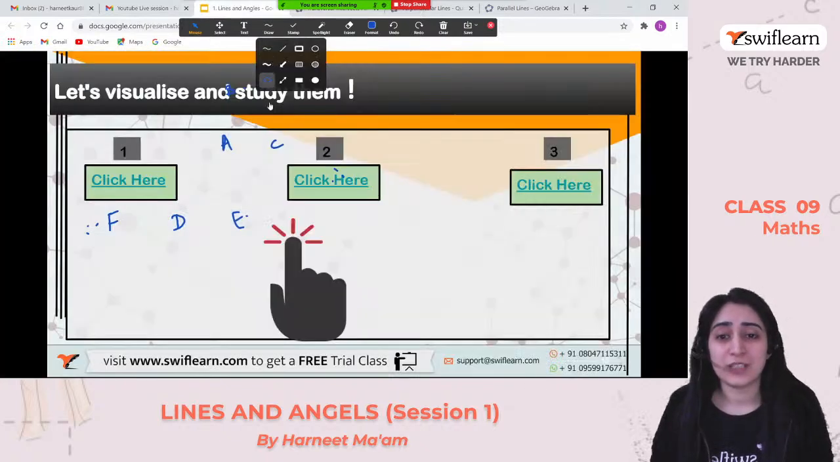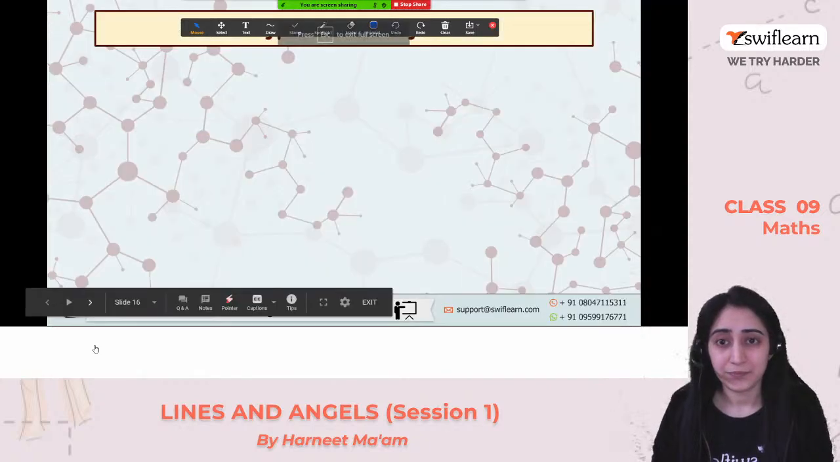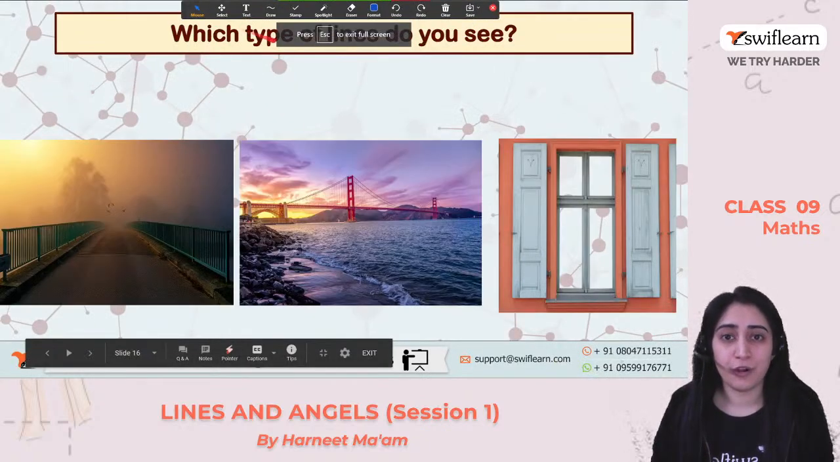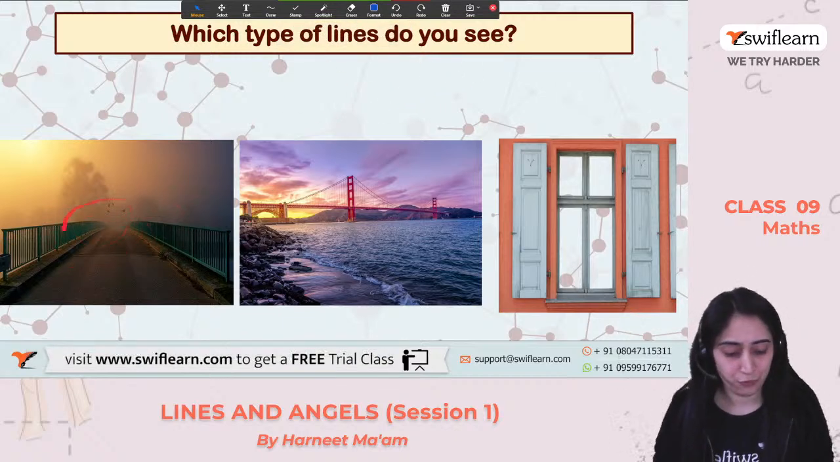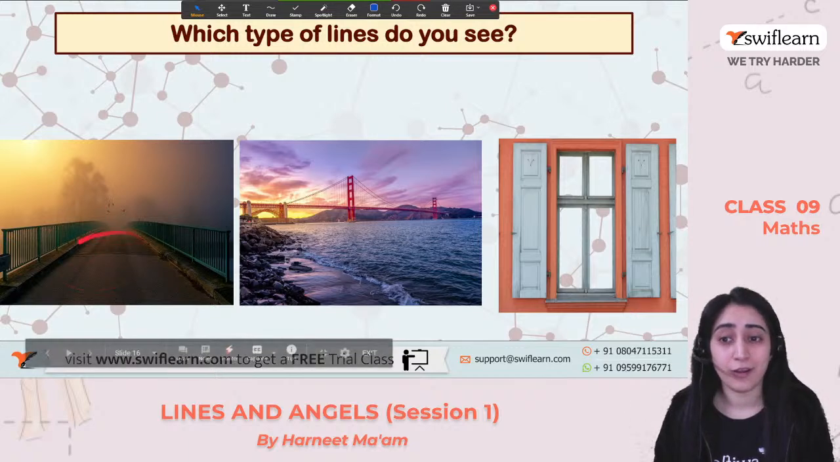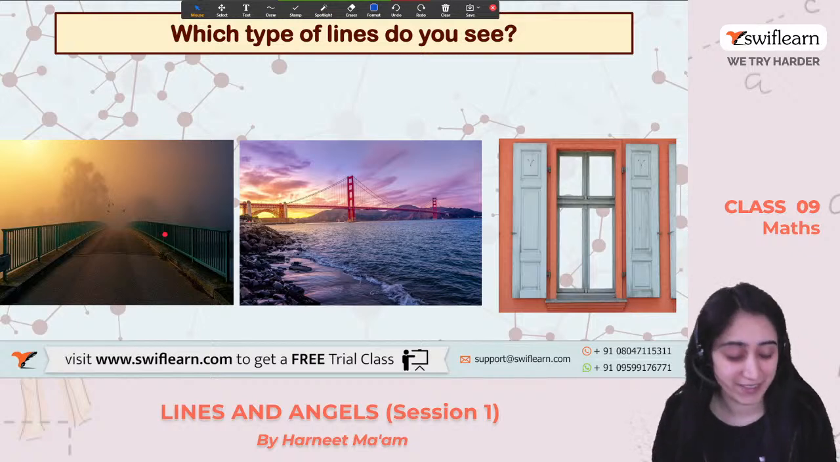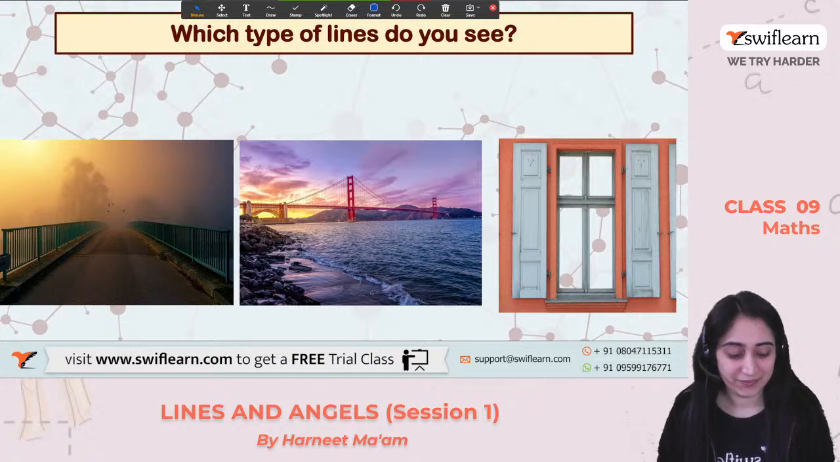Okay. Now let's move ahead and see more about lines and angles. Which type of lines are these? Now it is your turn to tell me. Which type is the first one? Quickly give me the answer. Is this one parallel lines, perpendicular lines, or intersecting lines? This is an example of which lines? Quickly. I'm waiting for your answers. Yes? It is parallel lines. Very good.